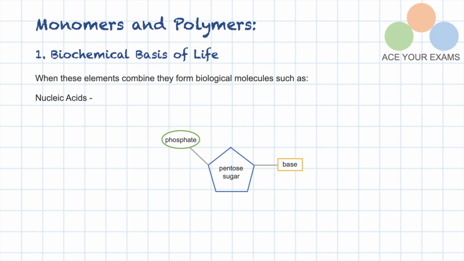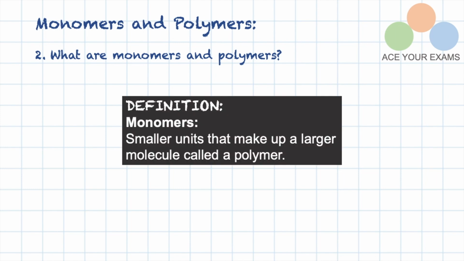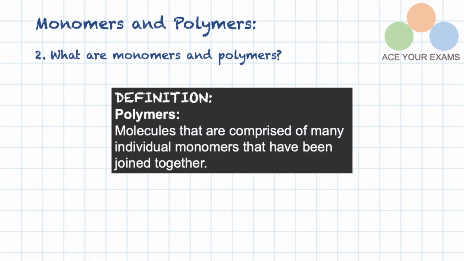So what are monomers and polymers? Monomers can be defined as smaller units that make up a larger molecule called a polymer. Monomers can be described as the basic structural unit from which larger molecules are made. Polymers, on the other hand, are molecules that are comprised of many individual monomers that have all been joined together. They are molecules that are a chain of smaller subunits or monomers.